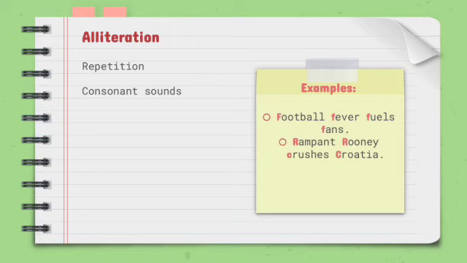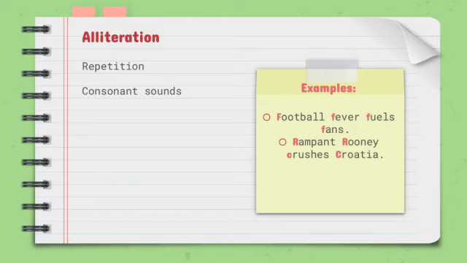The first sound device we will be speaking about is alliteration. Alliteration is the repetition of consonant sounds at the beginning of words. It often highlights the expression of movement. The example here states, football fever fuels fans. In this example, we see that the F sound is being repeated.